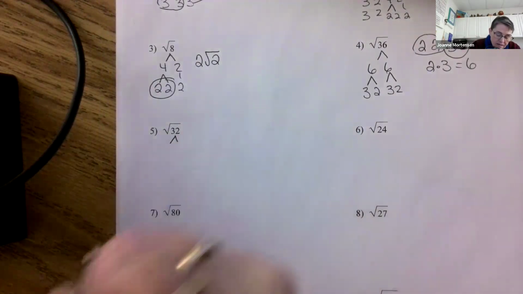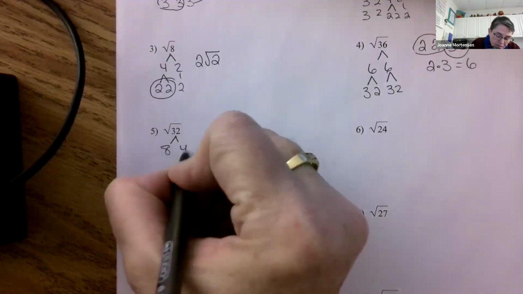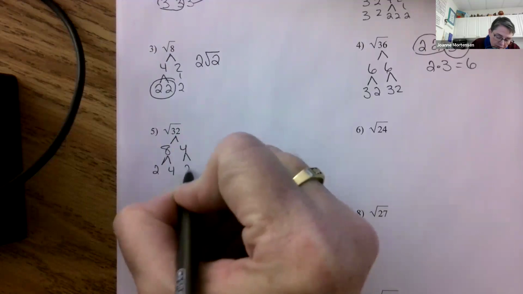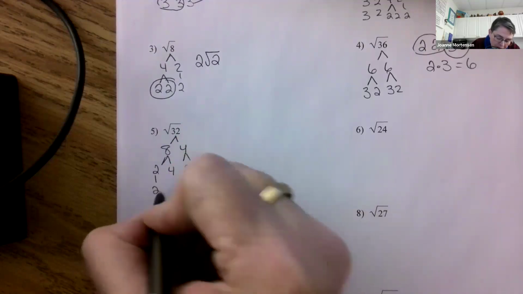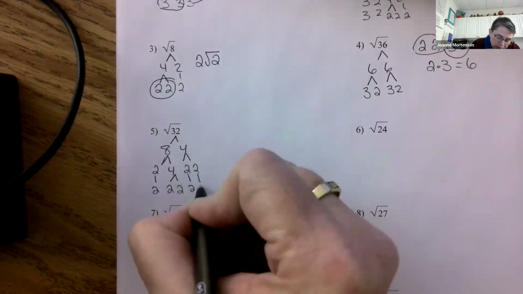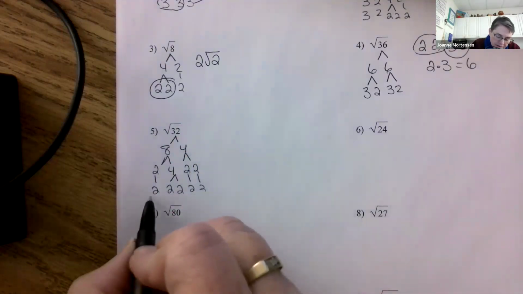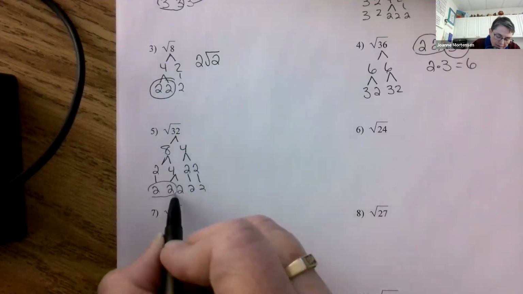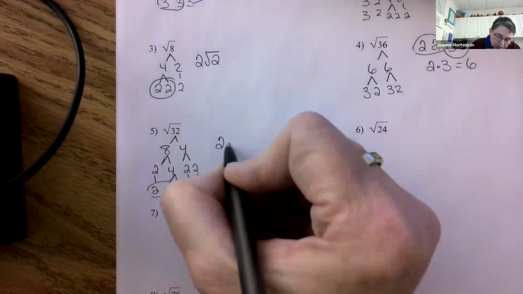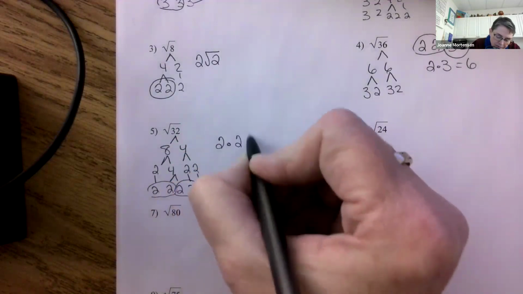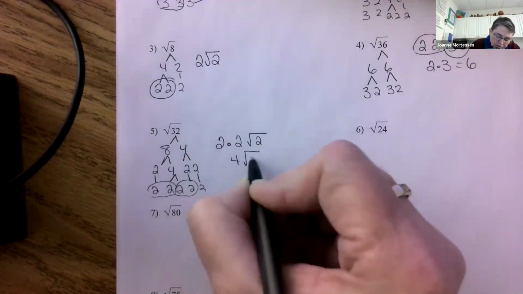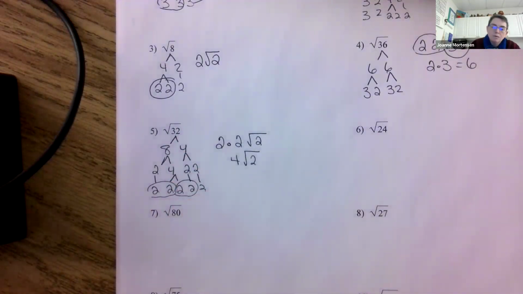Anyway, 32, that's 8 times 4, 2 times 4, 2 times 2, 2, 2, 2, 2 comes down, 2 comes down. So that is, there we go, there's a pair. There's a pair and a leftover 2. So 2 times 2, root 2. 2 times 2 is 4, root 2. And we're golden. There we go.